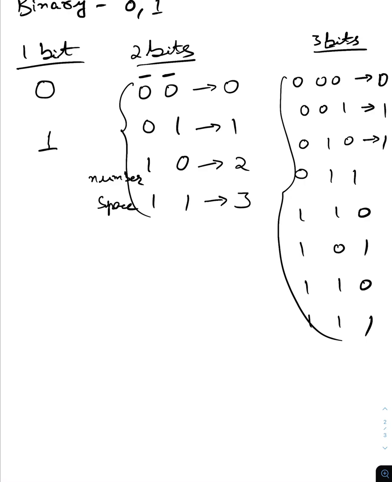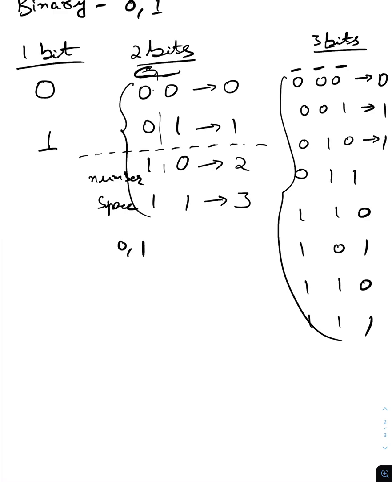Suppose this has 2 bits, and this has 3 bits. If you are selecting just one bit in this sequence, how many parts can you divide this into? You can divide it into two parts. One bit is either 0 or 1, so you divide the number space into two parts.